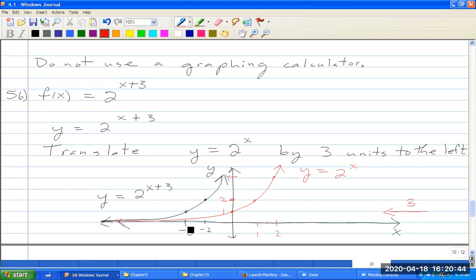But you could plug in, say, a -3 here. -3 plus 3 is 0, so 2 to the 0 is 1. -2 plus 3 is 1, so 2 to the 1 is 2, etc. Okay?